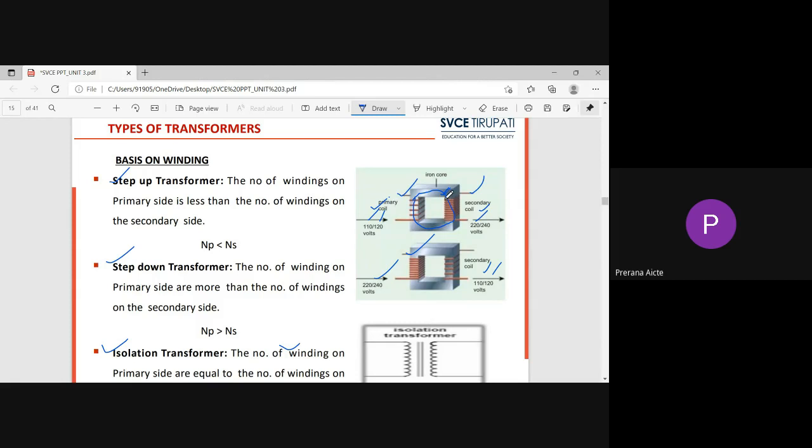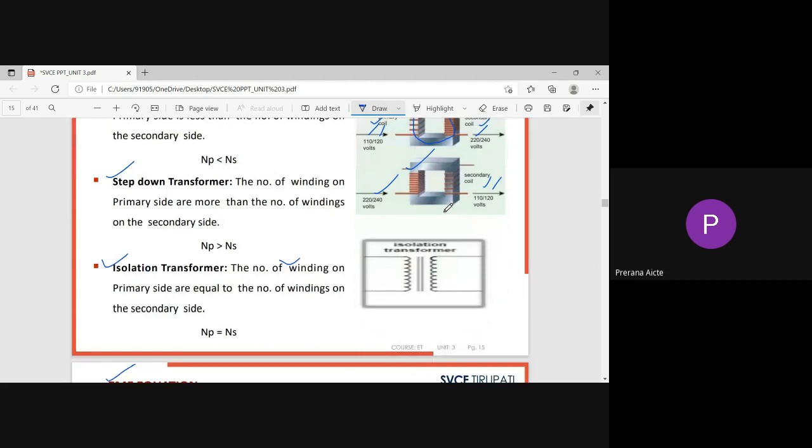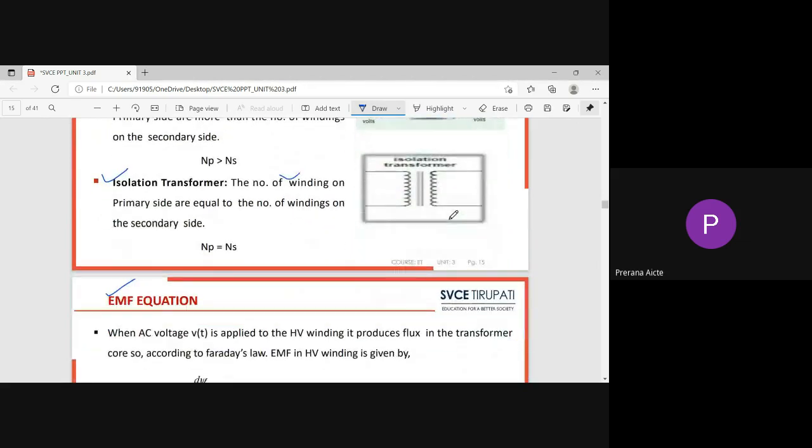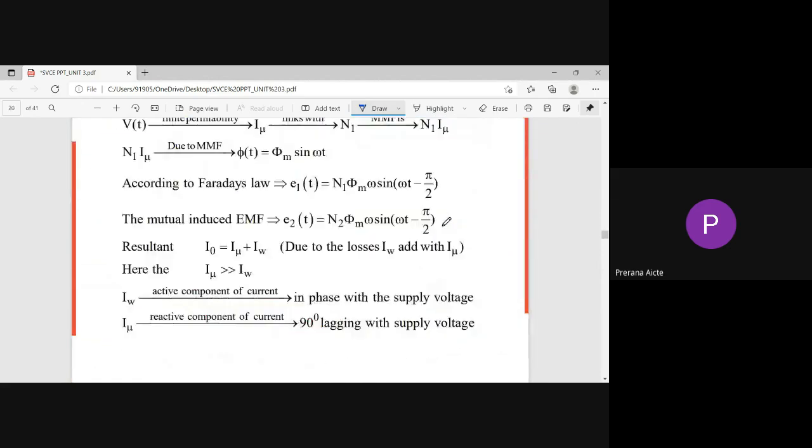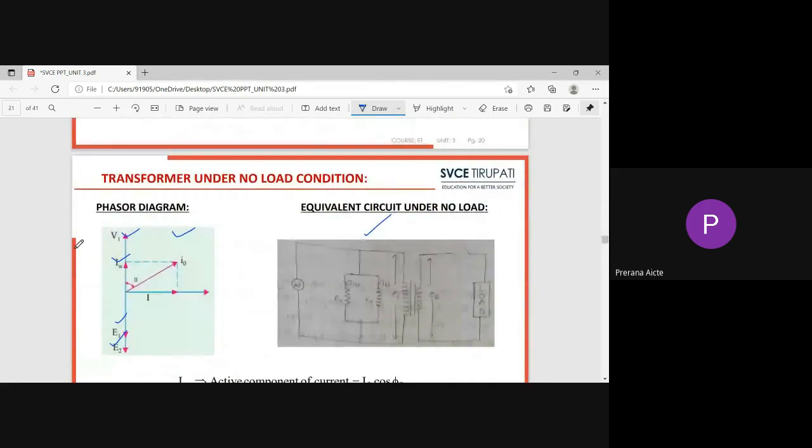Also, the flux flowing in the transformer core is alternating flux. Because of the reversal of flux passing through the transformer core, some loss takes place in the core. Those losses we call hysteresis losses. For that also, some amount of current is drawn from the supply mains. This total current drawn from the supply mains to overcome the iron losses, we take as the Iw component.